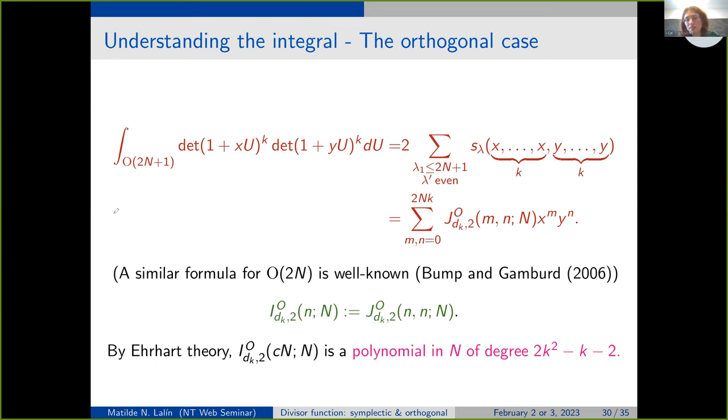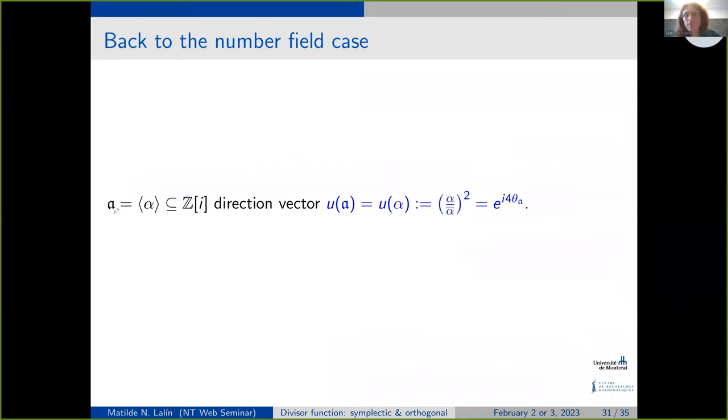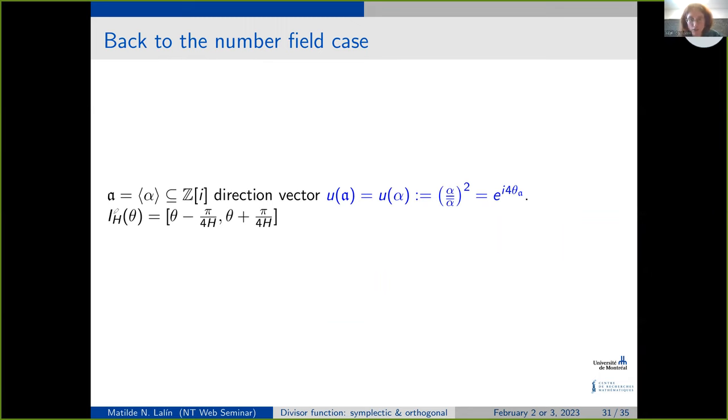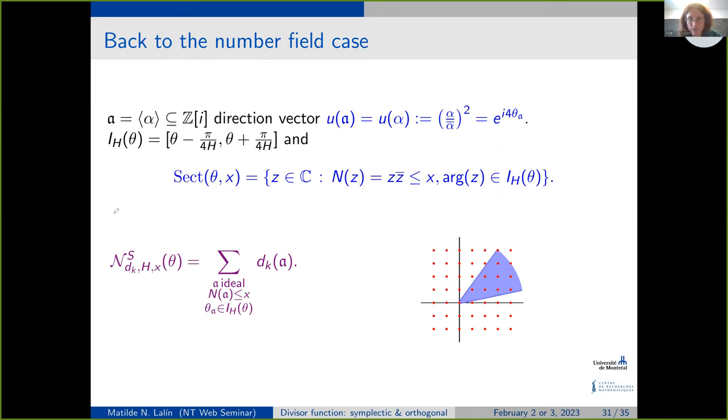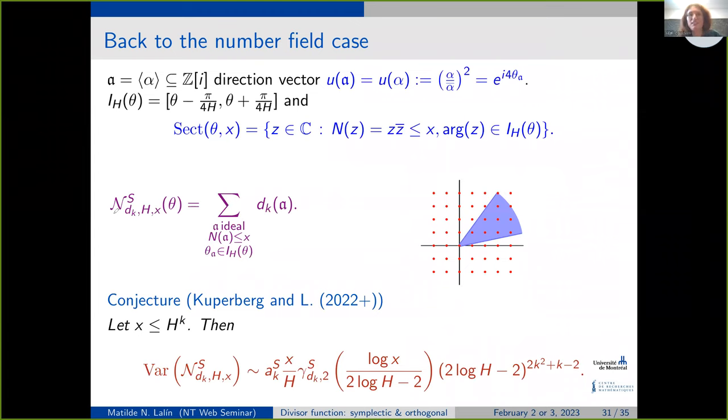And again, doing a sum over Young tableaux, using semi-standard Young tableaux, we can turn this count into a lattice inside some polytope, and then prove that we expect a polynomial of degree 2k squared minus k minus 2. And with that, we can go back to the number field case and actually write conjectures. So let me state everything together.